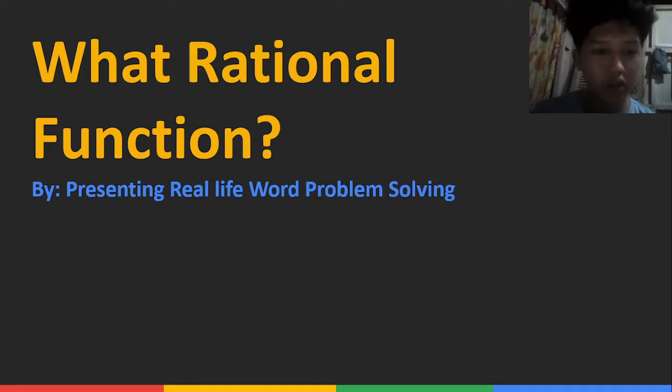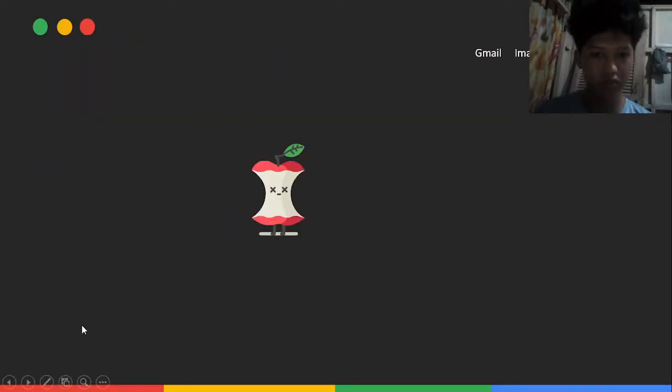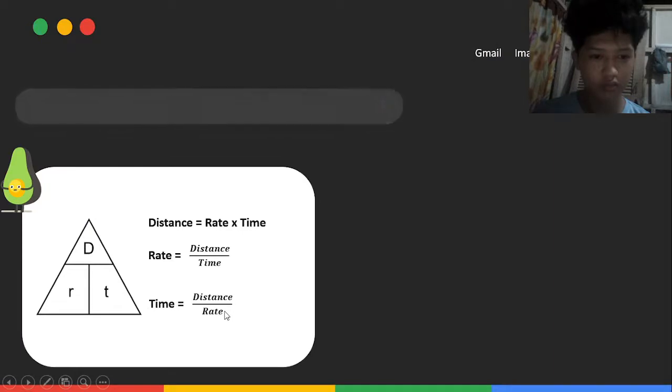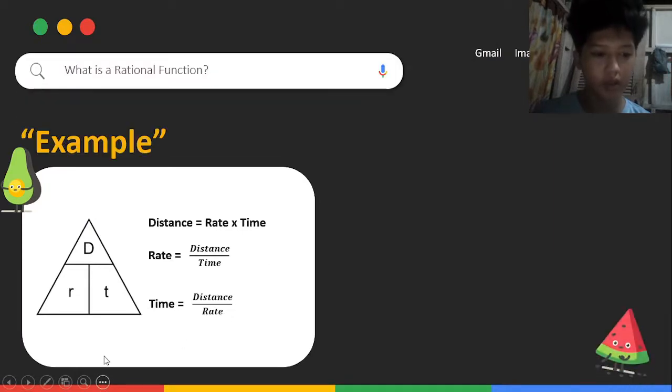What is a rational function? A rational function is a function of the form f of x equals p of x over q of x, where p of x and q of x are polynomial functions, and p of x is not equal to the 0 function. So we have an example of how to solve a rational function.